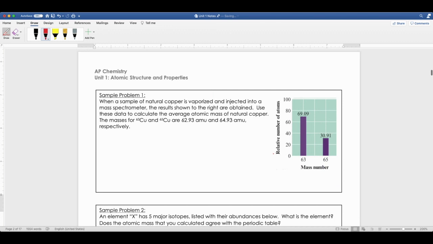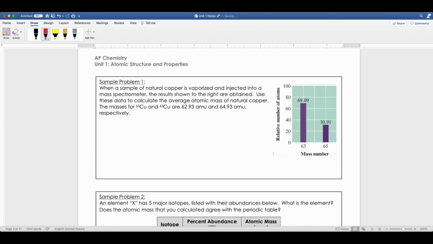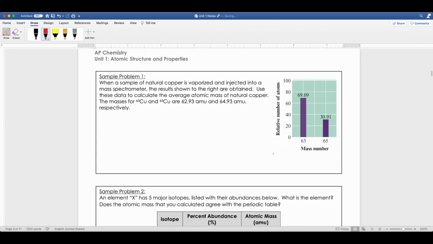So let's go ahead and try sample problem 1. When a sample of natural copper is vaporized and injected into a mass spectrometer, the results shown to the right are obtained. Use this data to calculate the average atomic mass of natural copper. The masses are 62.93 atomic mass units and 64.93 atomic mass units. Average atomic mass of natural copper.